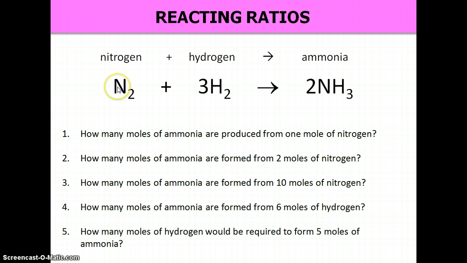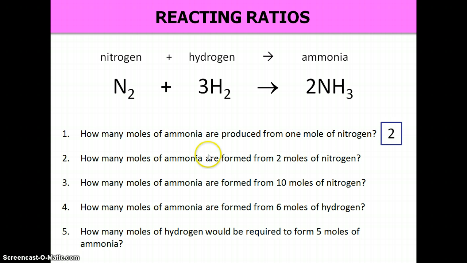If we had 2 molecules of nitrogen, they would react with 6 molecules of hydrogen to give us 2 molecules of ammonia. Similarly, we can do the same with moles. So instead of saying 1 molecule of nitrogen reacts with 3 molecules of hydrogen to give us 2 molecules of ammonia, we can say 1 mole of nitrogen reacts with 3 moles of hydrogen to give us 2 moles of ammonia. So how many moles of ammonia are produced from 1 mole of nitrogen?